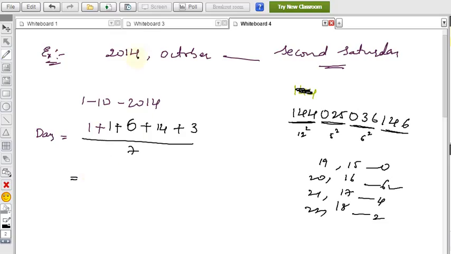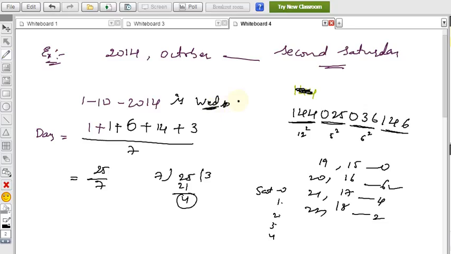And 2014 is not a leap year, so we need not subtract 1, because the month is also not January or February. 7, 8, 11, 15, 25. 25 by 7: 7 threes are 21. The remainder is 4. So for 1st October 2014 we got remainder 4. Saturday is 0, then 1, 2, 3, 4: Sunday, Monday, Tuesday, Wednesday. So this is Wednesday.